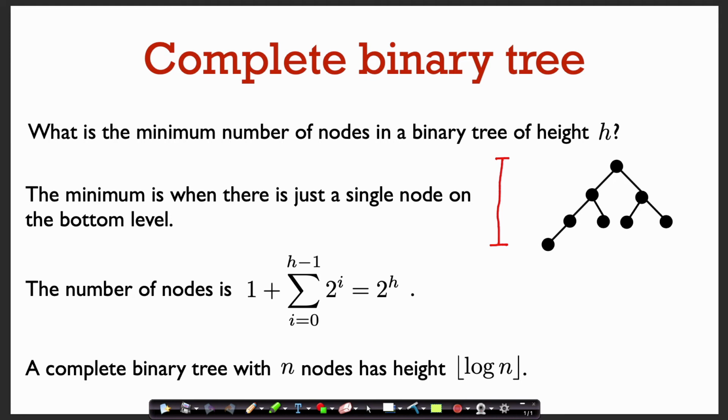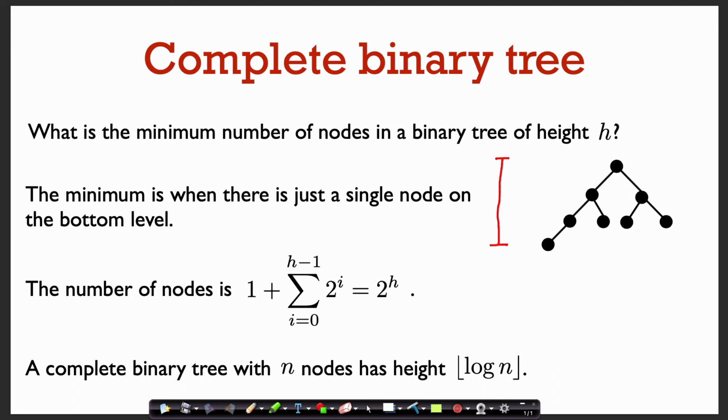And now for a given height, of course, we want to have as many nodes as possible, right? Because the nodes are going to be storing our data. So the more nodes we have, the more data we can store, okay? So basically, we want a tree that has as many nodes as possible in a given height. And complete binary trees do that for us.